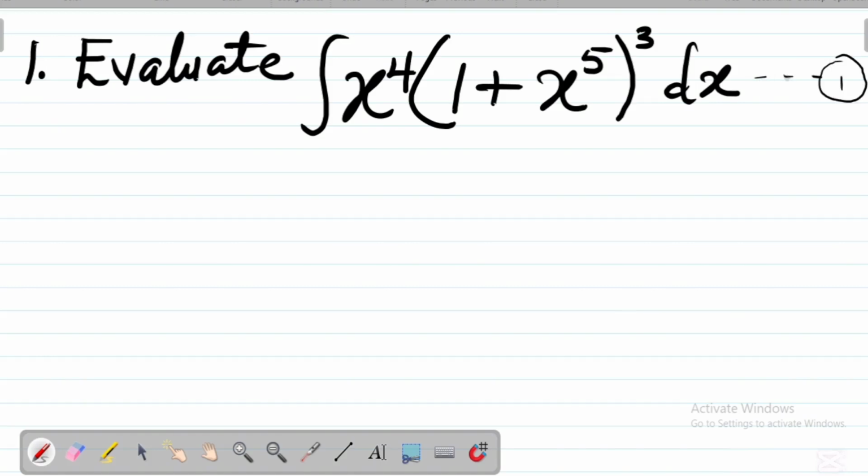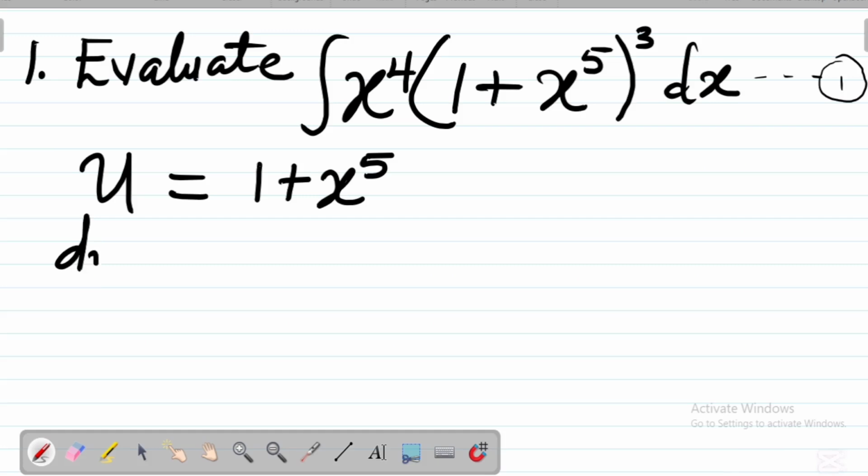Our first task in solving this problem is to identify our u. Oftentimes, u is the most complicated term. So the most complicated term here is 1 plus x raised to the power 5 all raised to the power 3. So let u be equal to 1 plus x raised to the power 5.